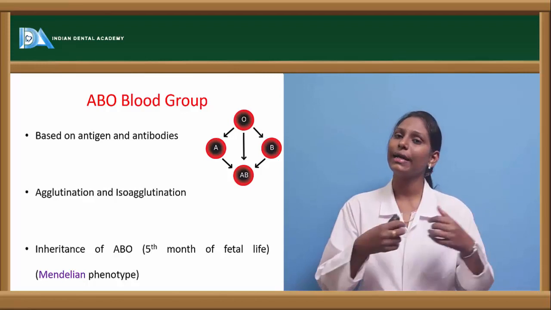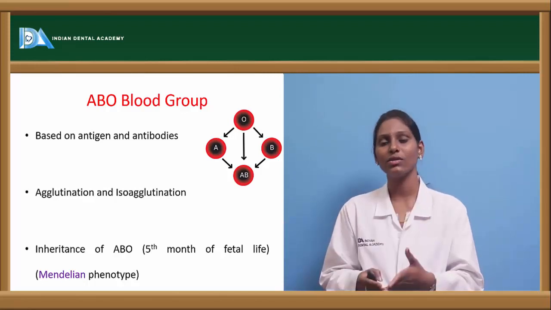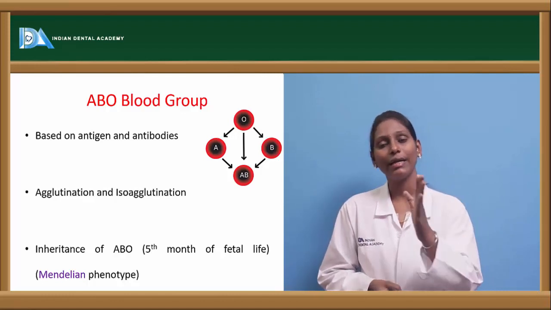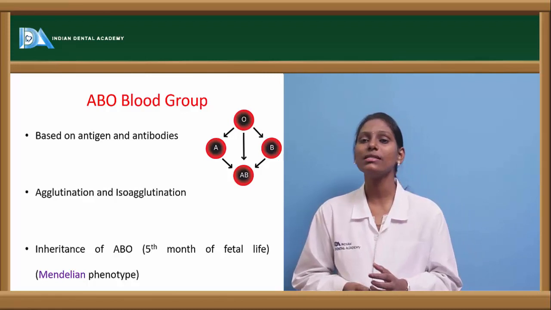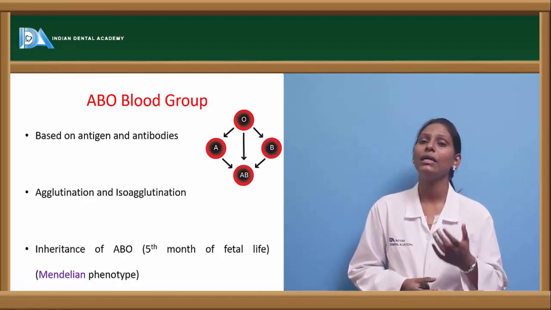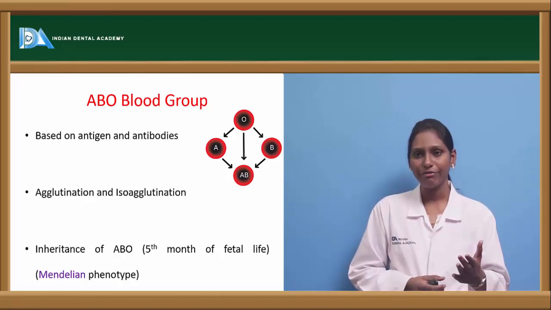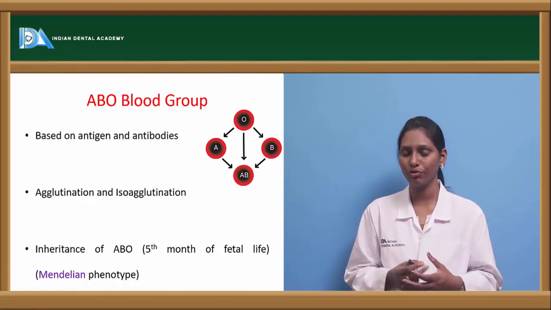In agglutination, two separate particles mix up, resulting in clumping, whereas in isoagglutination, an antigen and its corresponding antibody react, resulting in clumping. It is called isoagglutination. And the ABO blood group system, as I already told you, is inherited with a Mendelian phenotype, and it is usually developed by the 5th month of fetal life.